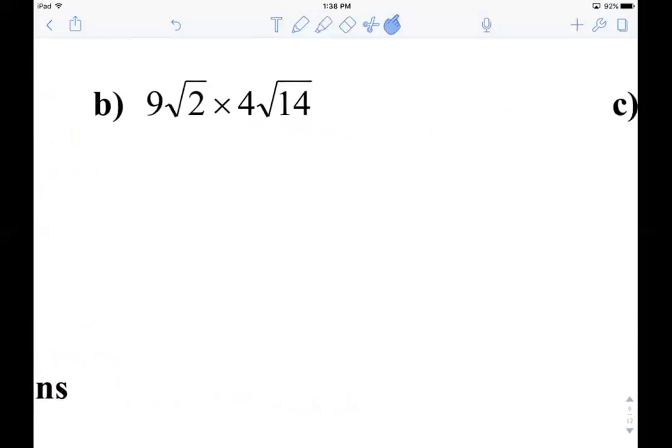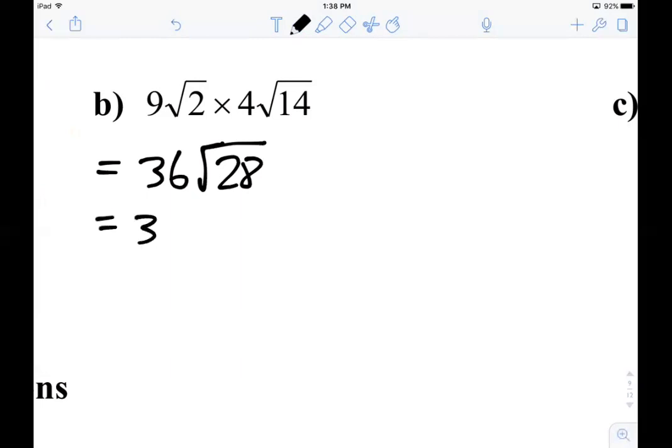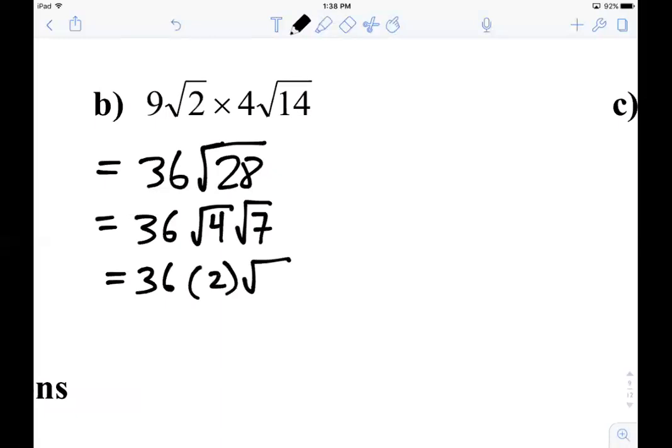Let's try another one now. A little bit quicker. So now, without writing that extra step, I can just say 9 times 4 is 36. And then it's going to be the square root of, well, 2 times 14 is 28. So square root of 28. Well, 28 could be broken up into 4 times 7. So it can be broken up into those two separate radicals. Or it's like 36 times an extra factor of 2 times a root 7, because the square root of 4 can become 2. Or it's really like I have overall a coefficient of 72 times root 7.